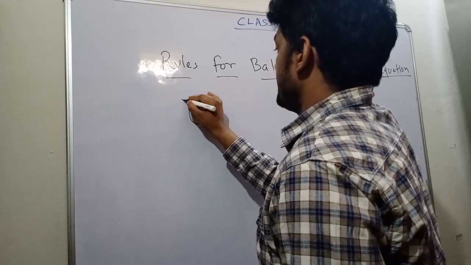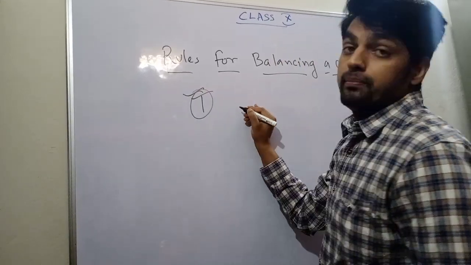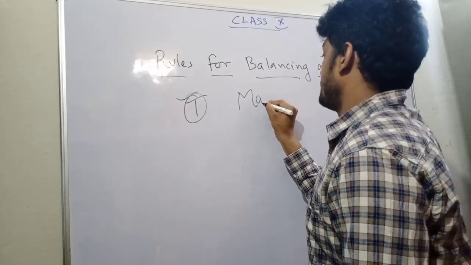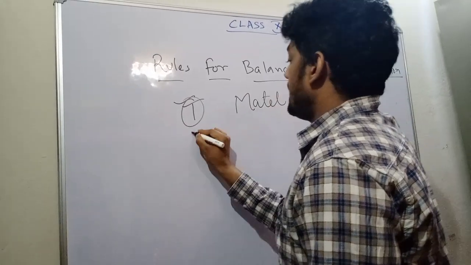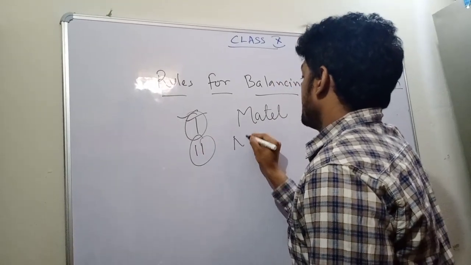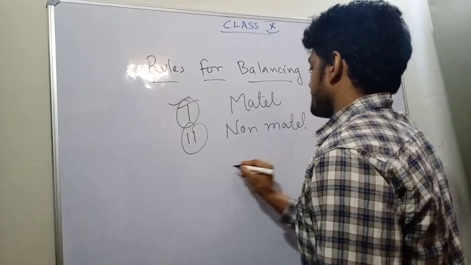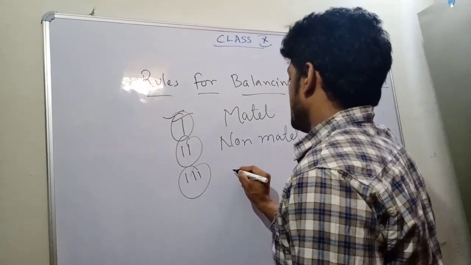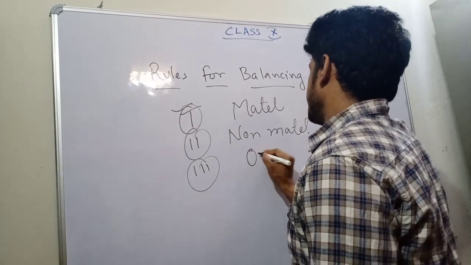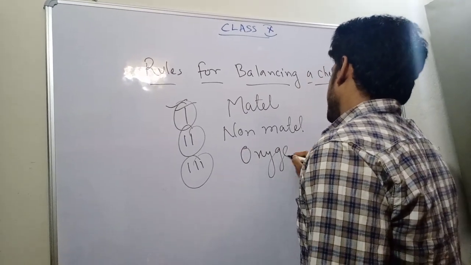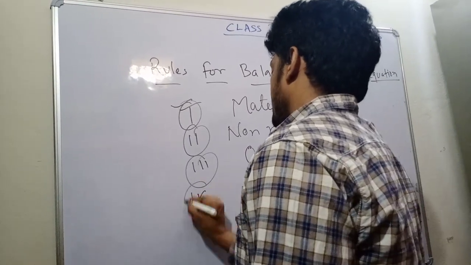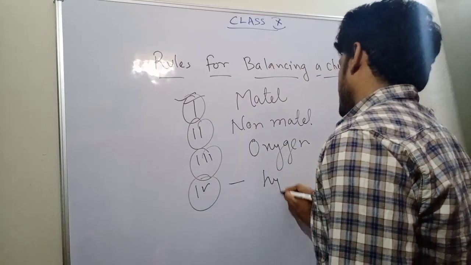First rule, what we have to do? Balance metal. पहले हमें मेटल को बैलेंस करना है. Then after we will balance non-metal. Third one, oxygen. And at last we have to balance hydrogen.